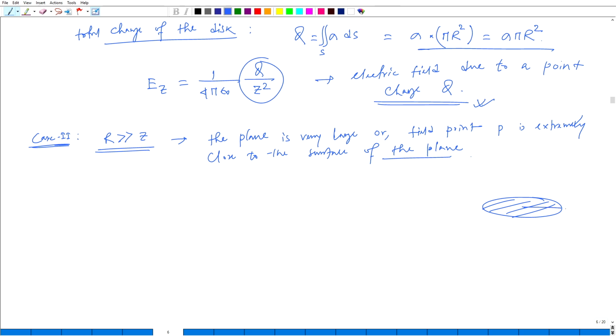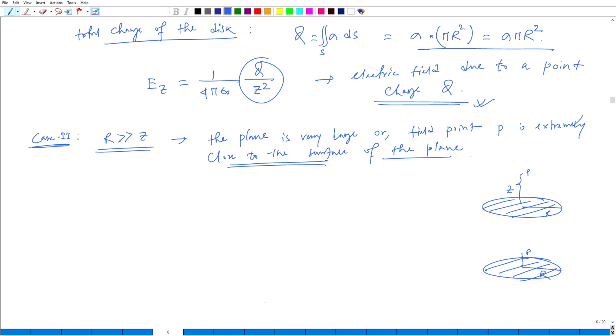So, we consider a disc whose radius is r. If you consider a point P here, and the radius of the disc is very large compared to the distance z, that means you consider an infinite plane. Or in another way you can say that this point is very close to the disc, such that if you look at the disc from this point, it is again infinitely large. So, you can reach this condition in two ways.